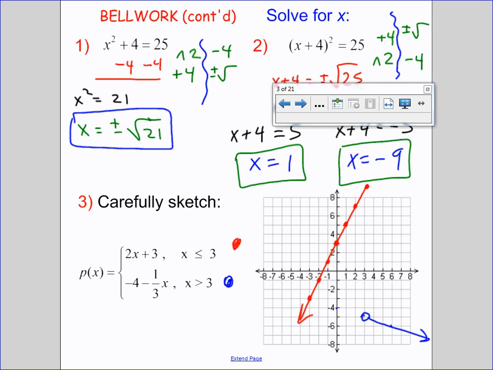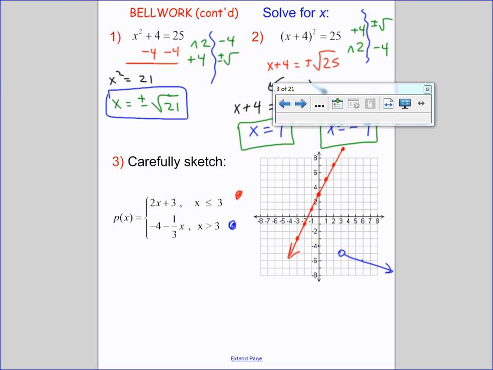So I've got a filled in circle here, an open circle here, and look, it's easy to see the two pieces of my graph based on the function definition. So we have two different pieces.